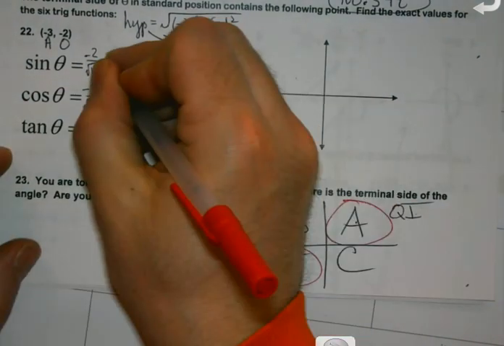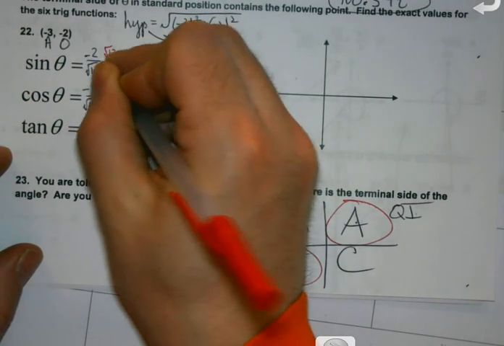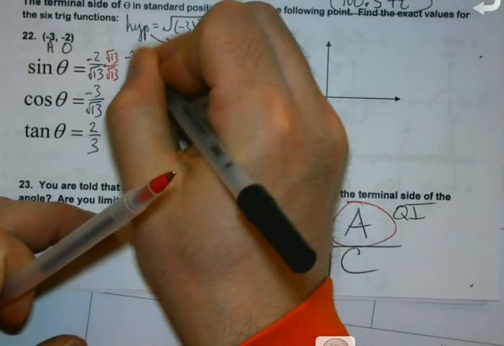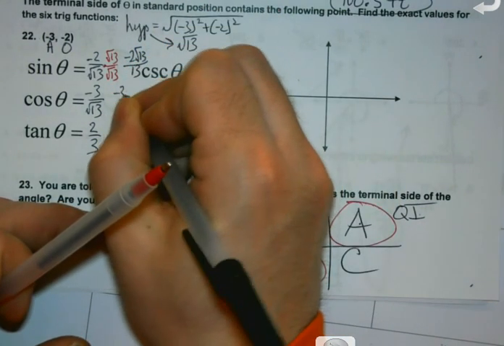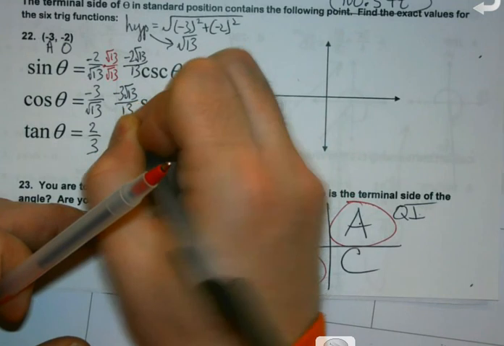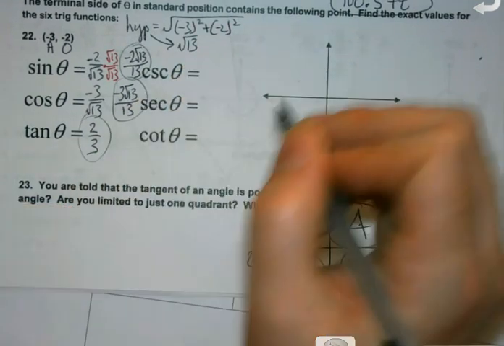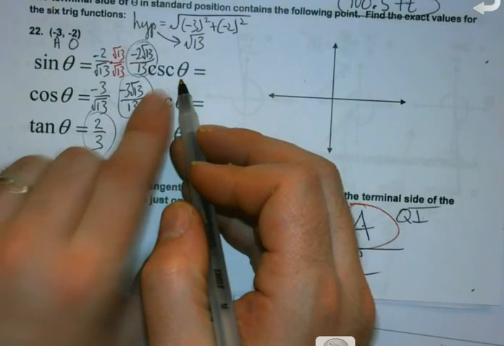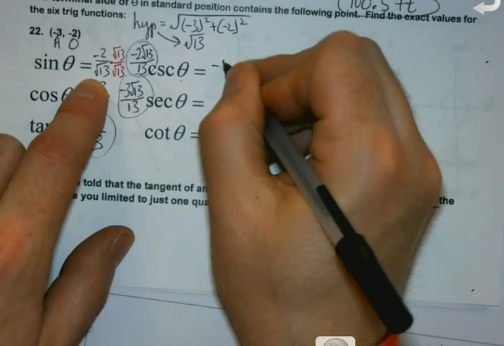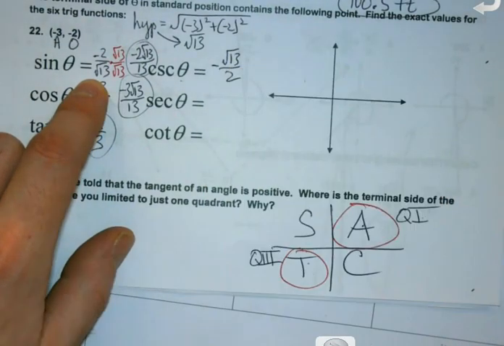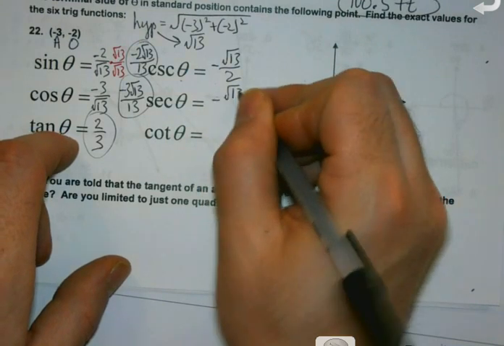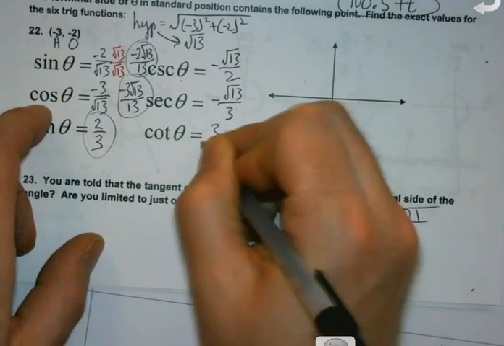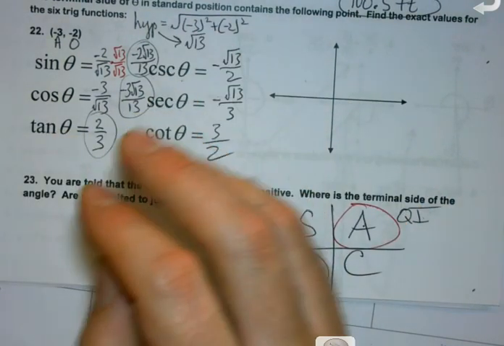If I do my square root of 13 business for my sine and my cosine, -2 square root of 13 over 13, this would be -3 square root of 13 over 13. And then again, when you go to flip, go back to the original. Square root of 13 over 2 is okay. You can have the radical in the numerator, just not in the denominator. Over 3 and 3/2. Okay.